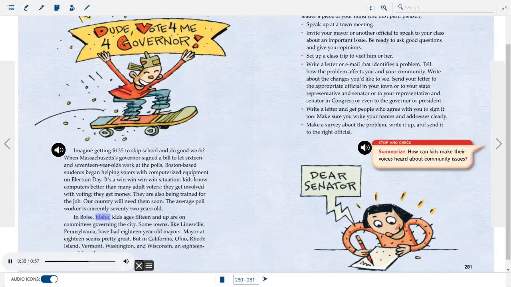In Boise, Idaho, kids ages 15 and up are on committees governing the city. Some towns, like Linesville, Pennsylvania, have had 18-year-old mayors. Mayor at 18 seems pretty great. But in California, Ohio, Rhode Island, Vermont, Washington, and Wisconsin, an 18-year-old can be governor.